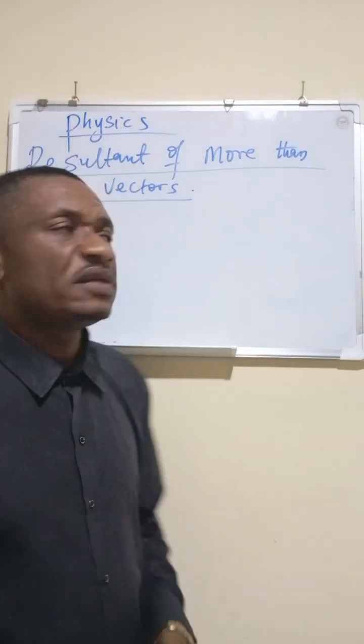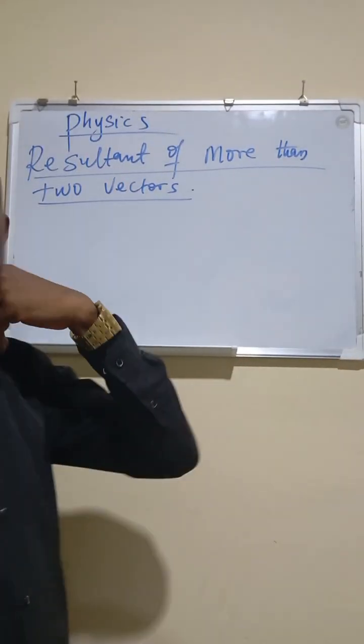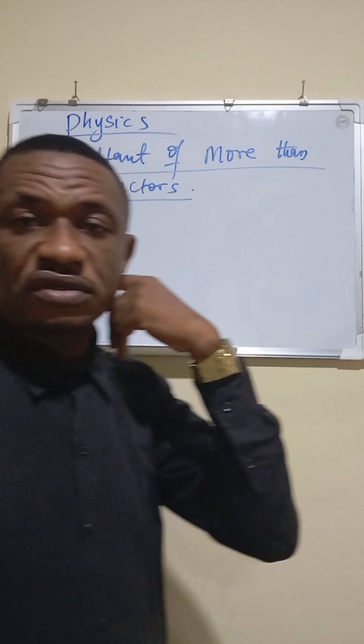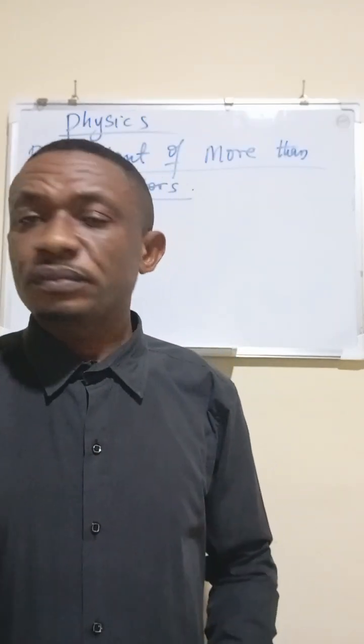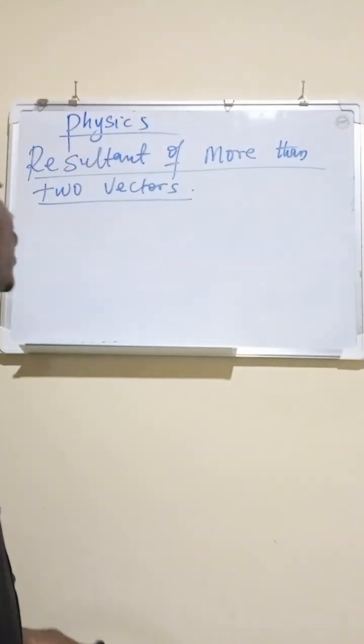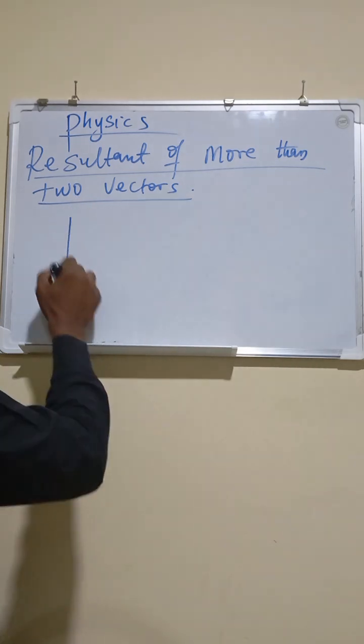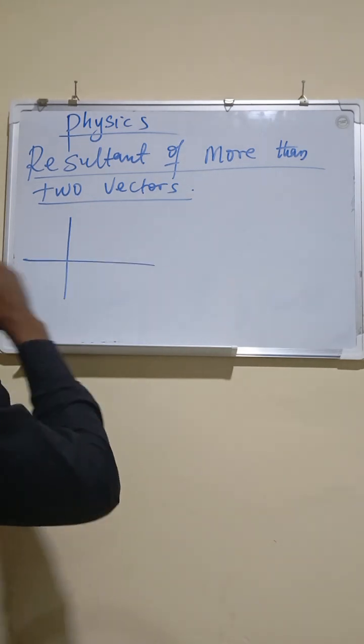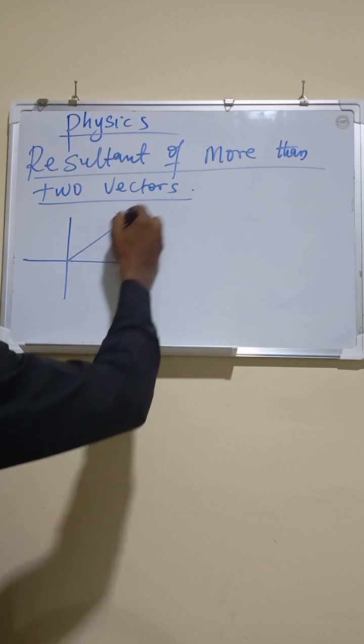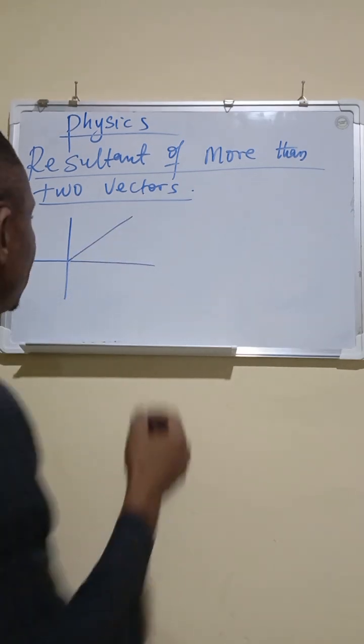What we have today is the resultant of more than two vectors. Now, we can have more than two vectors acting at a point like this. We have vectors or forces. Force is an example of a vector.